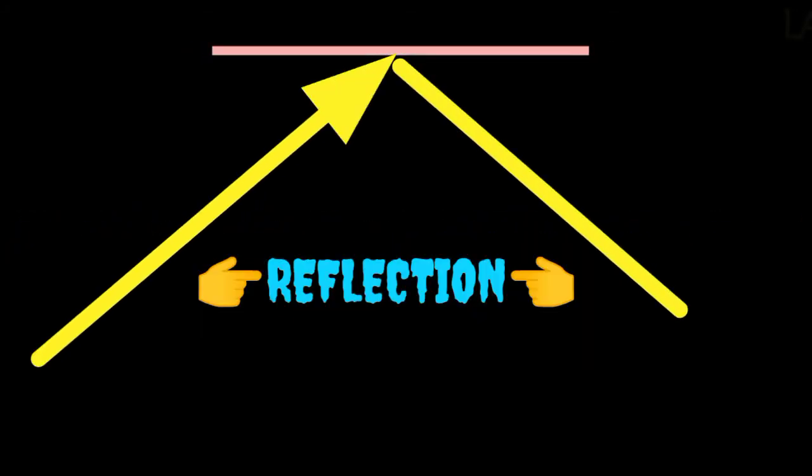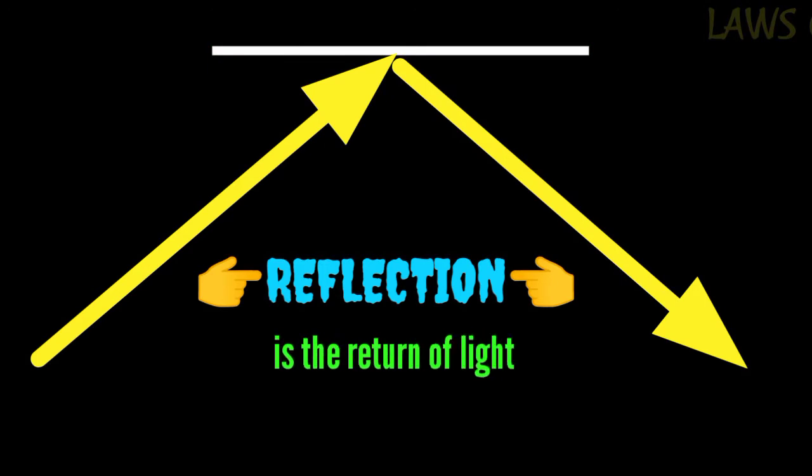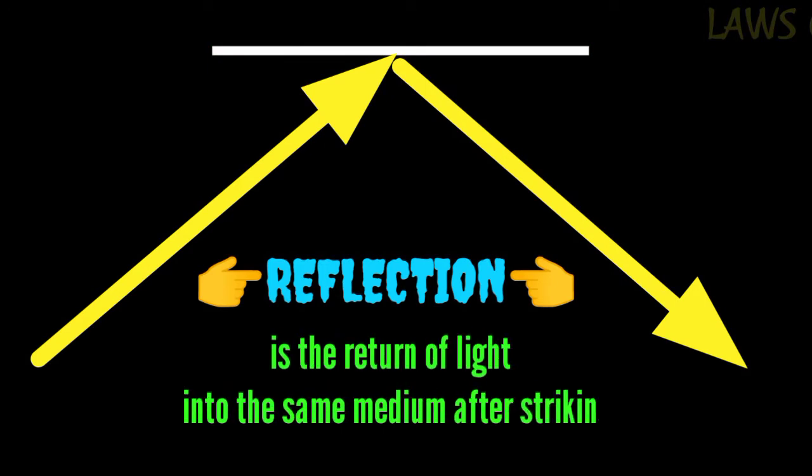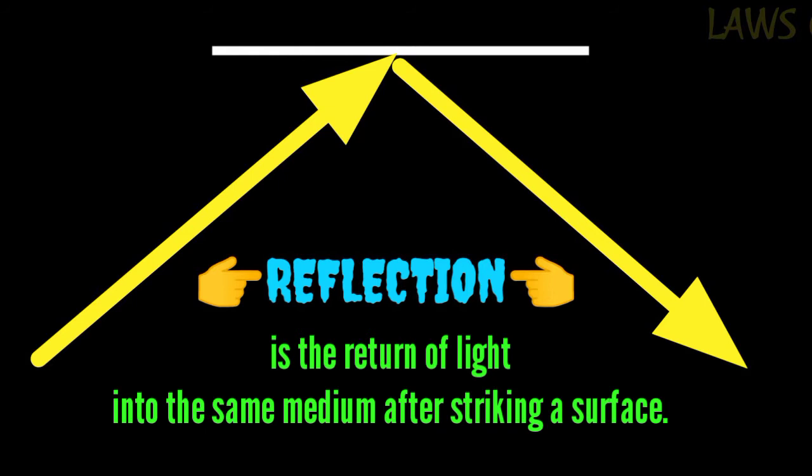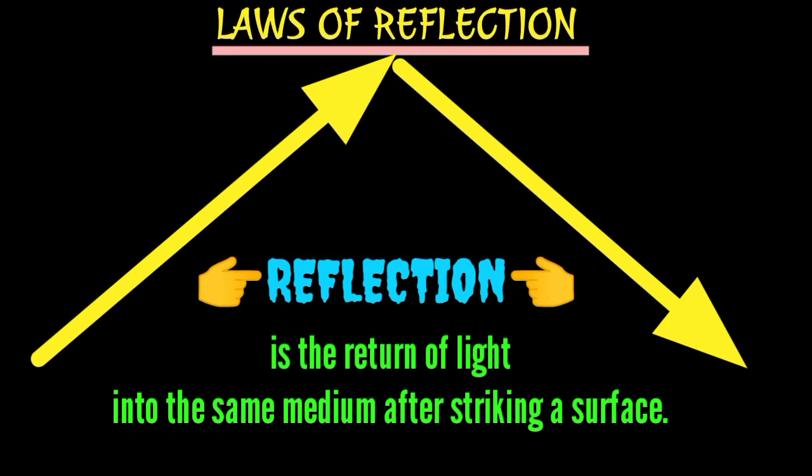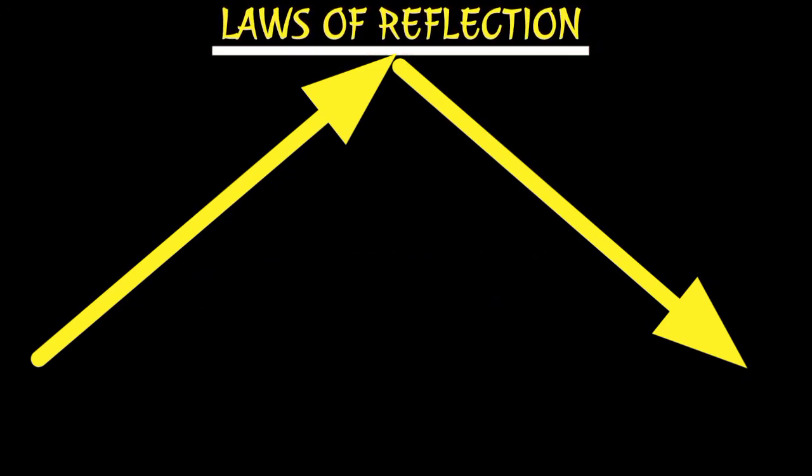Welcome back, guys. Let's begin with the basics of reflection. Now, what is reflection? It is the return of light into the same medium after striking a surface. Light rays basically follow two laws of reflection. But before discussing the laws, let's comprehend the basic terms related to reflection.